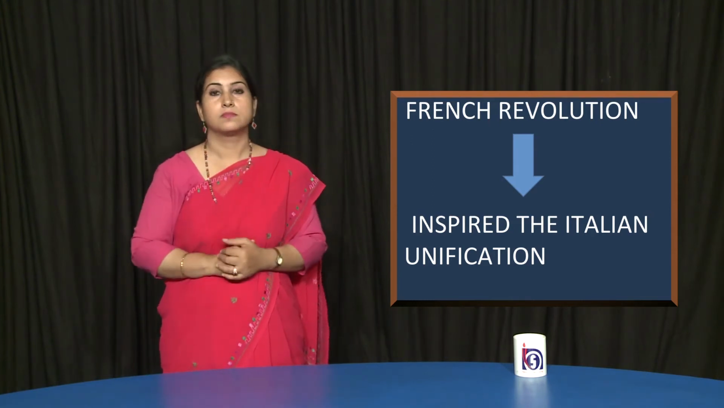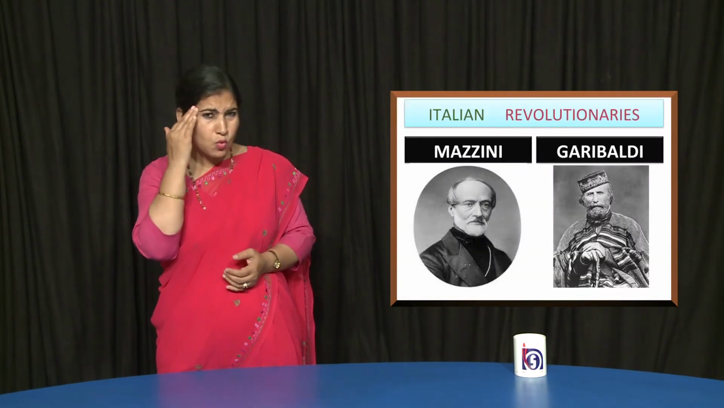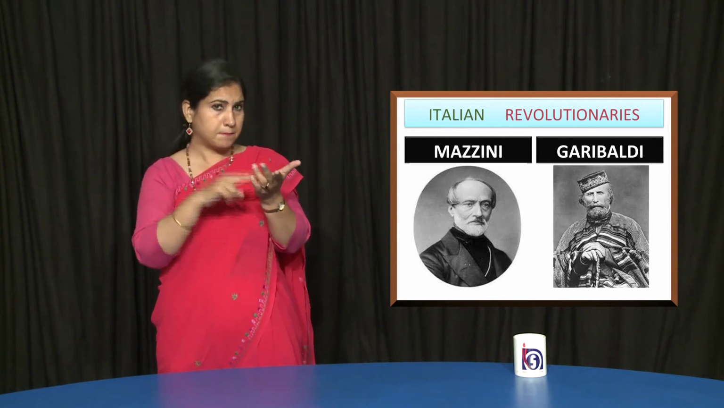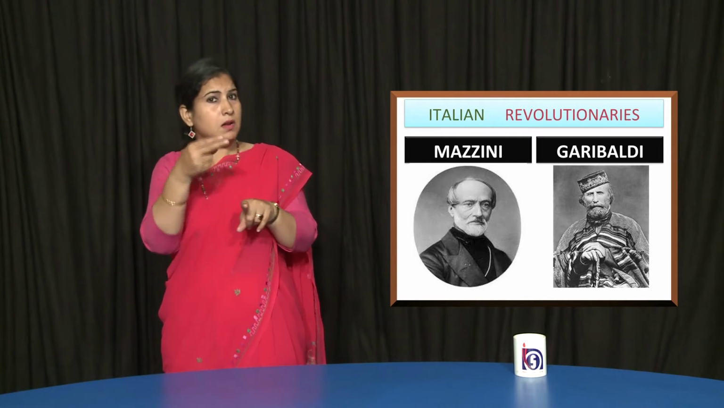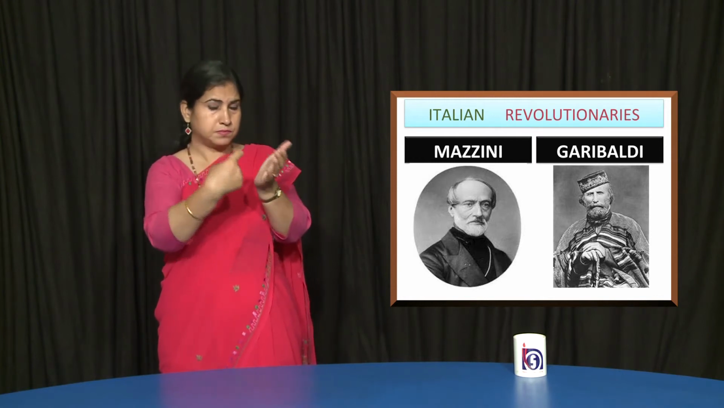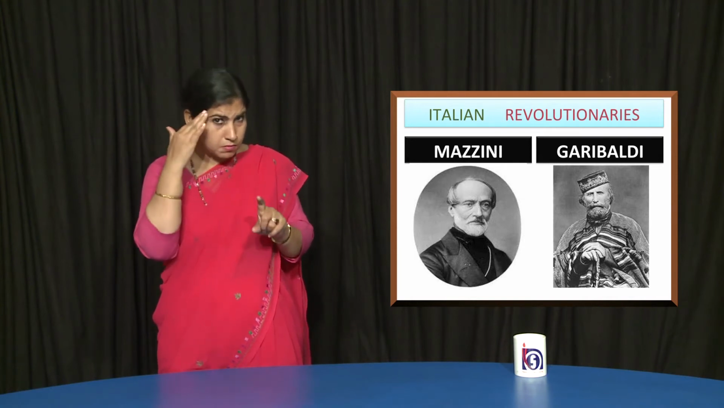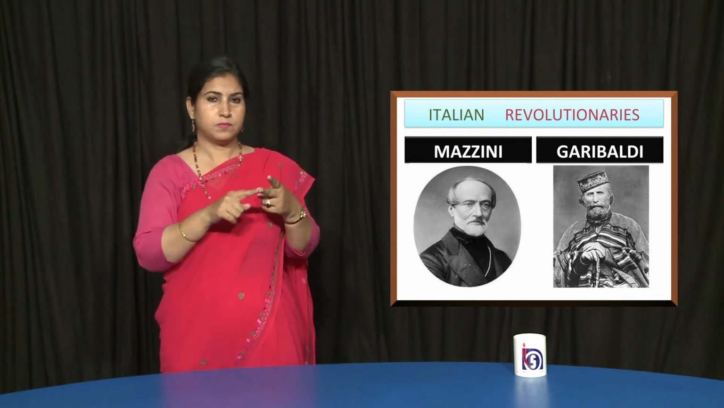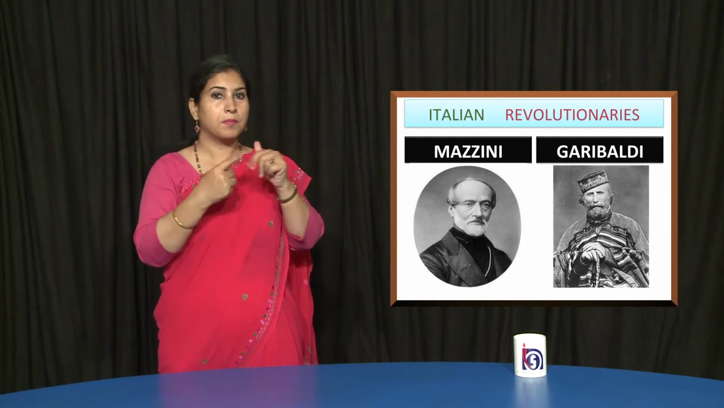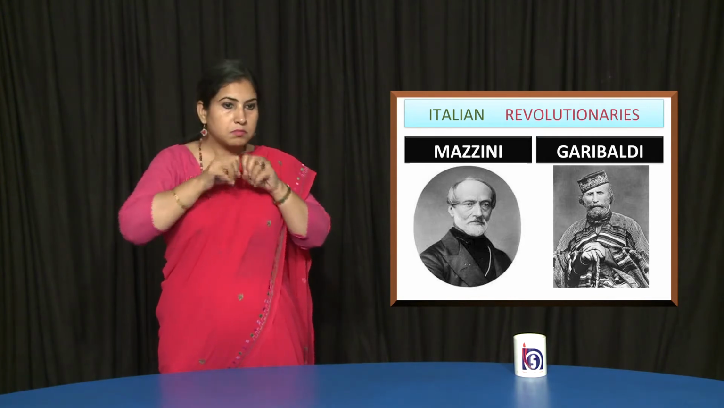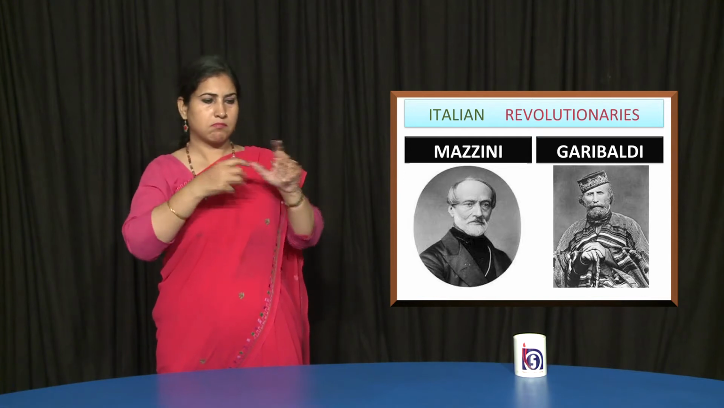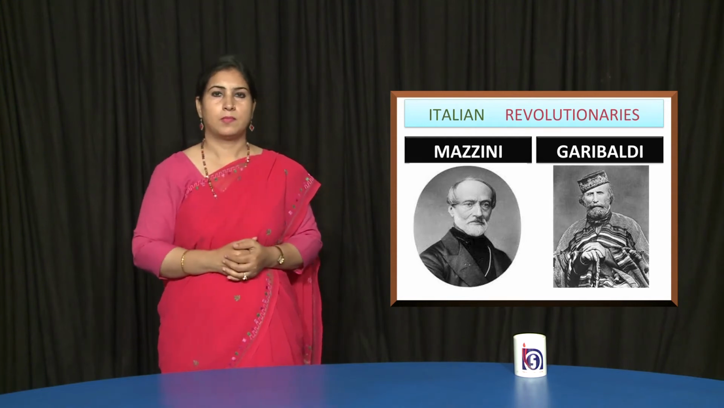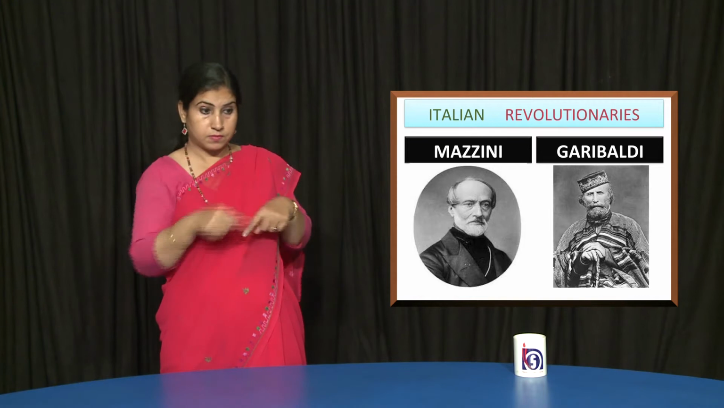Dear learners, do you know the names of Mazzini and another name, Garibaldi? Do you know these names before? They were Italian revolutionaries who spread the ideas of unifying Italy among the people of Italian states. You can see their picture on the screen.